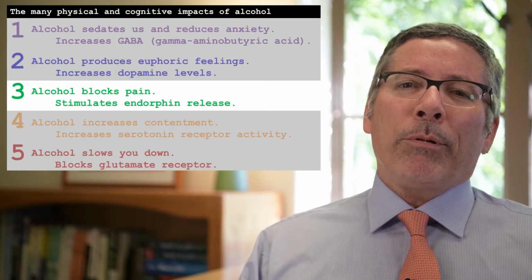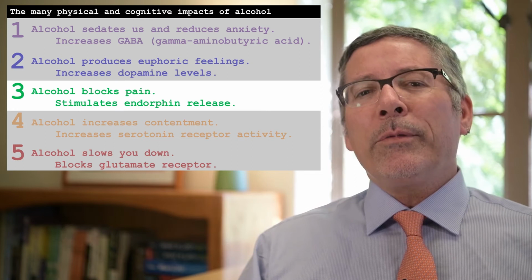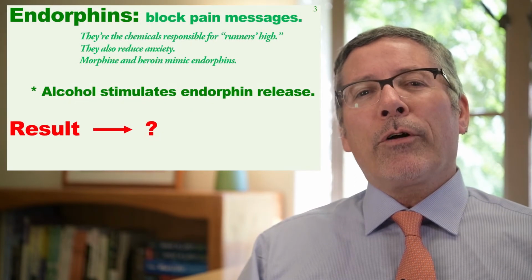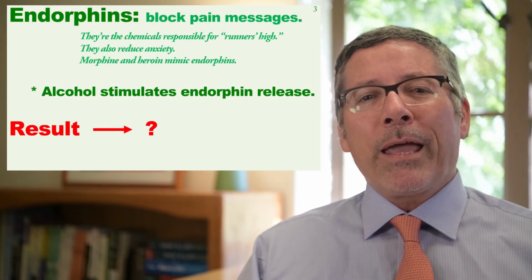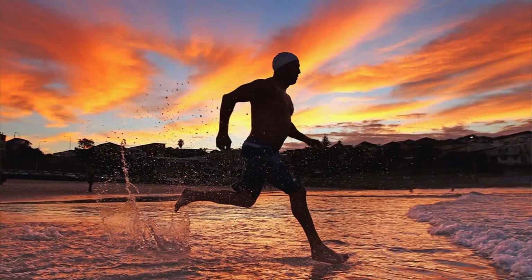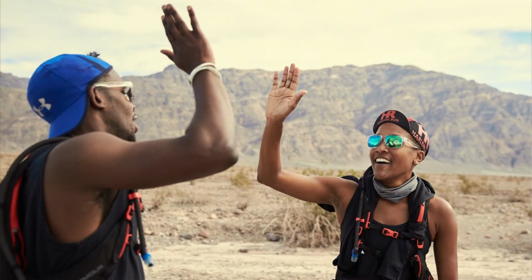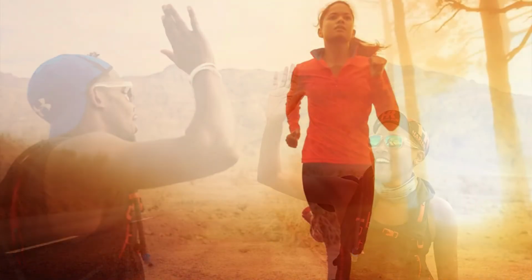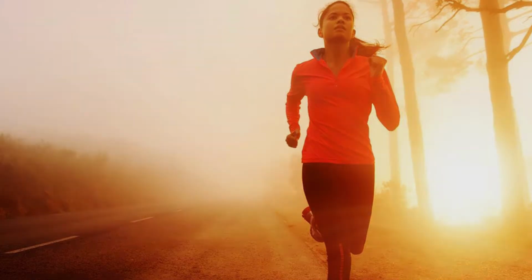The third type of effect that alcohol has is that it can block pain. It does this by stimulating endorphin release. Endorphins are these chemicals in our body that block pain messages. These are also responsible, for instance, for runner's high. So your body should be experiencing some pain. They're released so that now the pain signal can go down so that you can process other information.